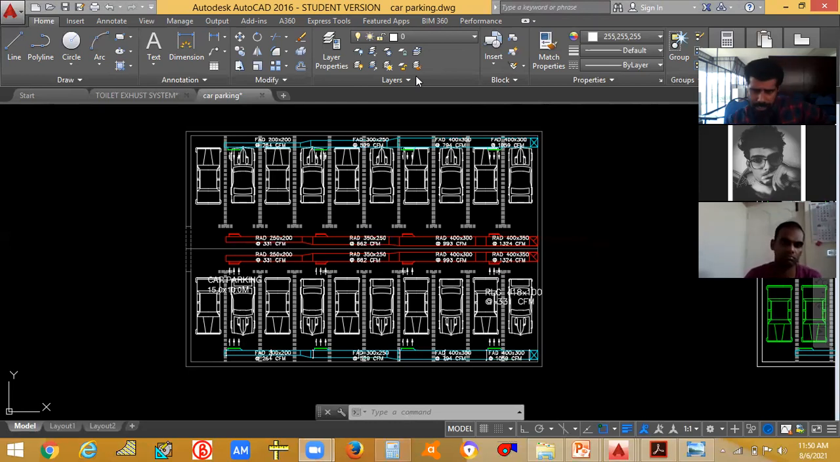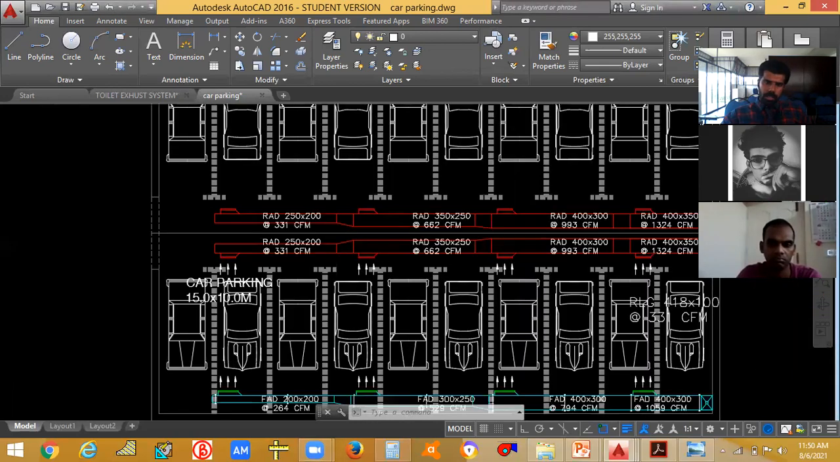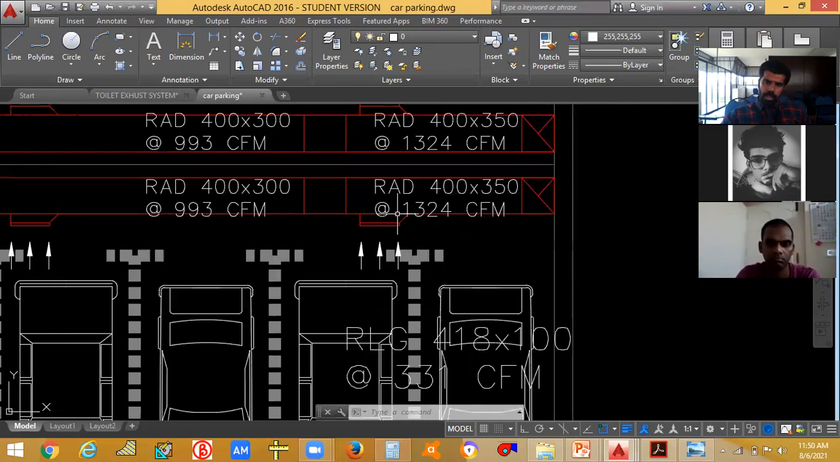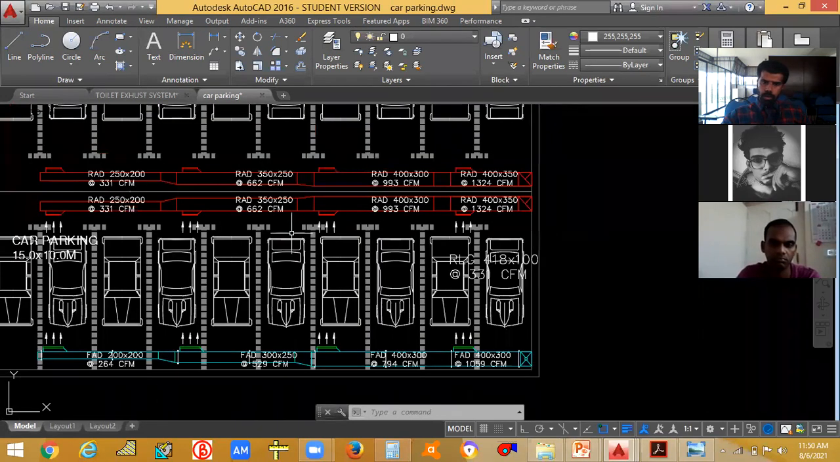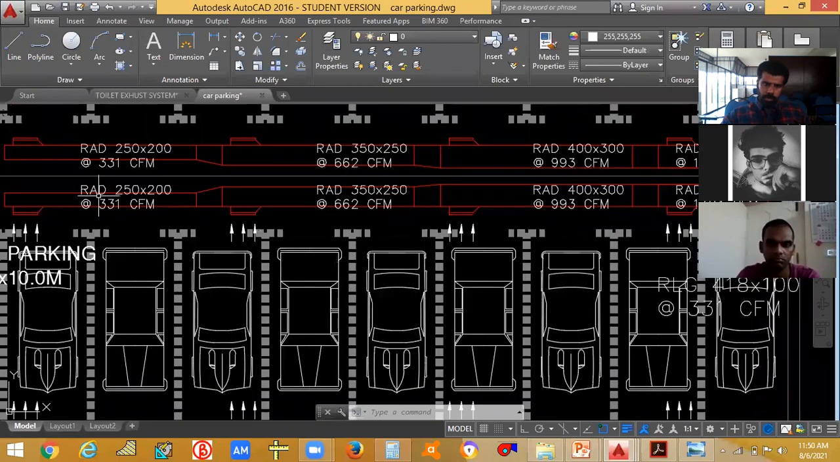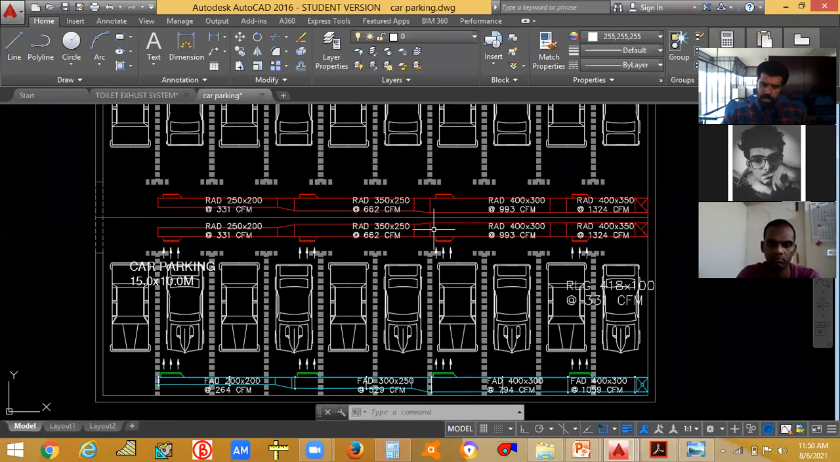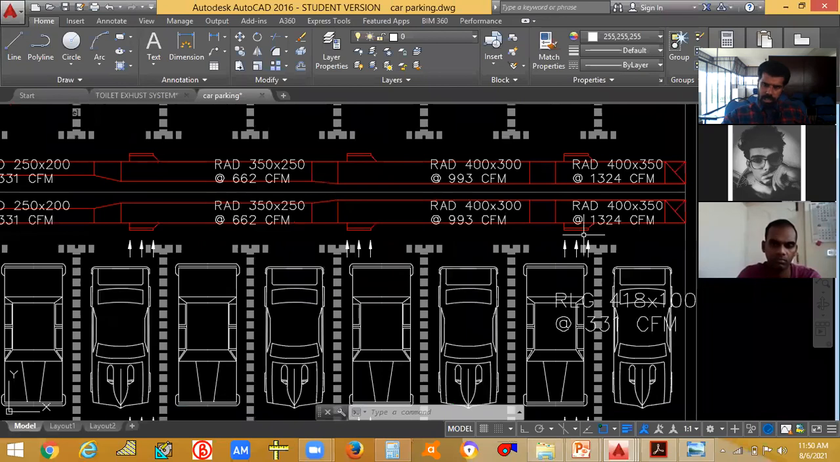Kirti is asking, as the duct size increases, do we have to add CFM, right? Yeah. When the CFM increases, the duct size also increases. So here, we got 1324 CFM total to be exhausted. I have divided it into 4. So 1324 divided by 4 is 331. So 331 will be passing through each side, entering this duct, and 331 entering this duct also.